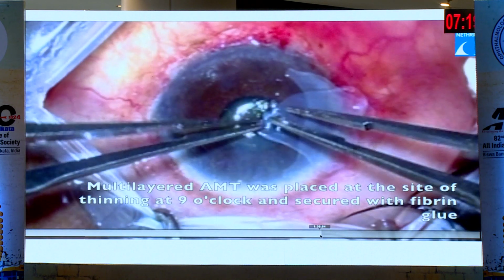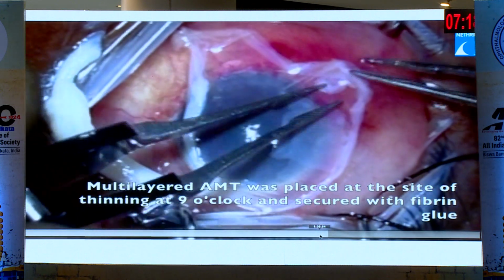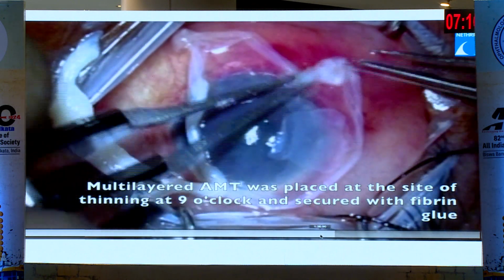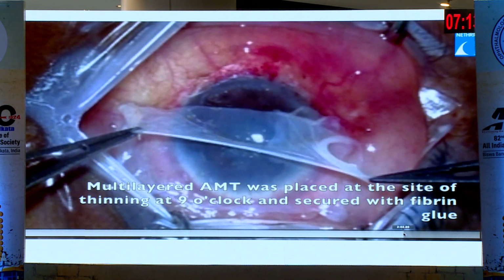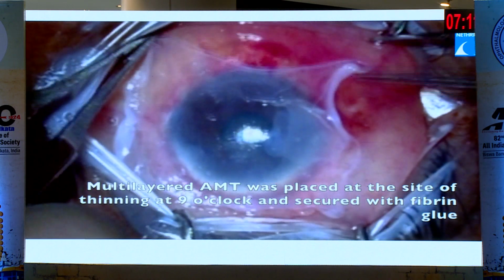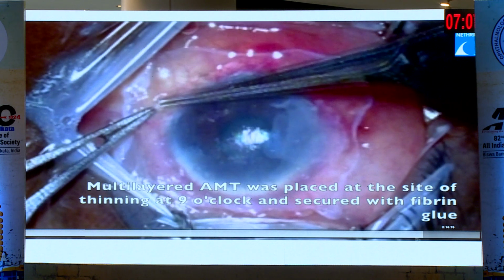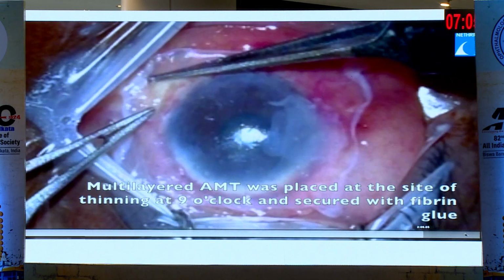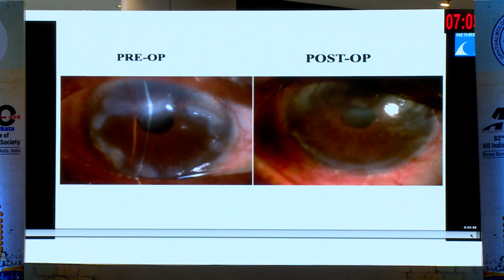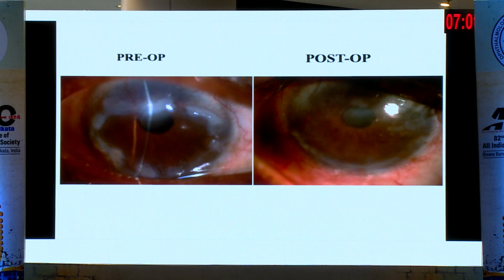A multi-layered AMT can be applied at the end, so that gives you additional protection and smooth healing of the epithelium, so that eventually you have a smooth surface to calculate your IOL power. So this is what you get by adopting all these measures. This is the pre-operative appearance and the post-operative appearance.